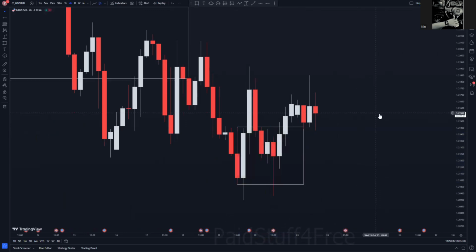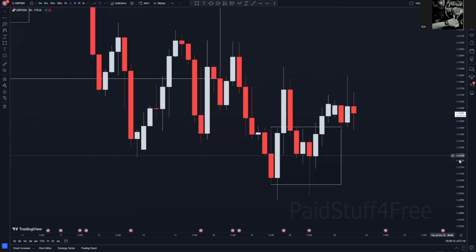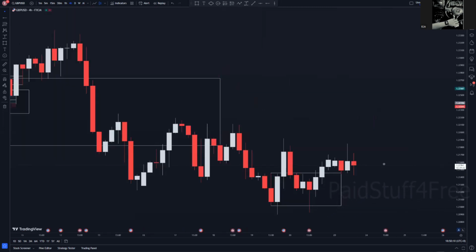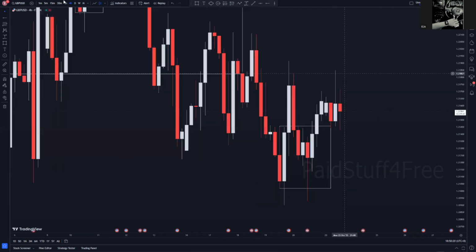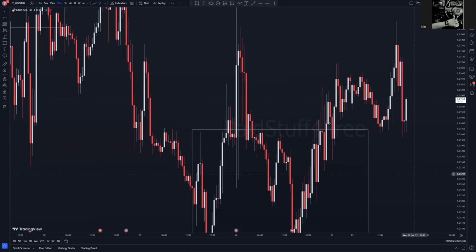What pairs do you trade it with? Every pair that can give me candlesticks. So as long as that pair gives me the candlestick, everything is good.